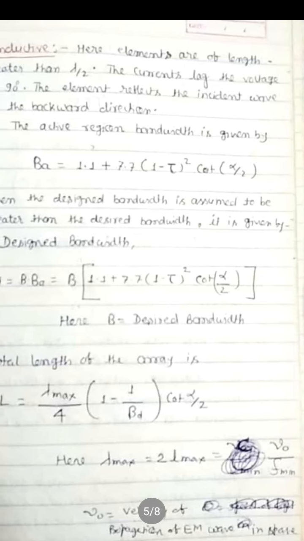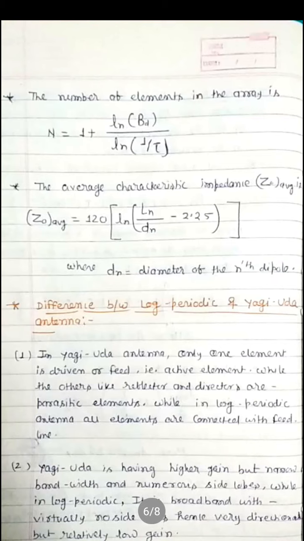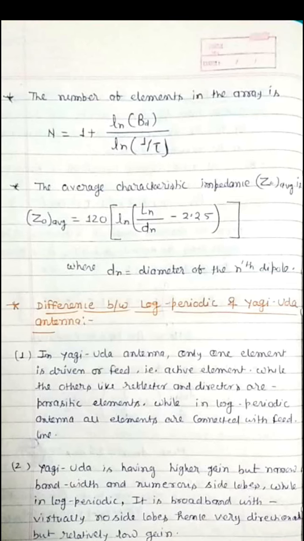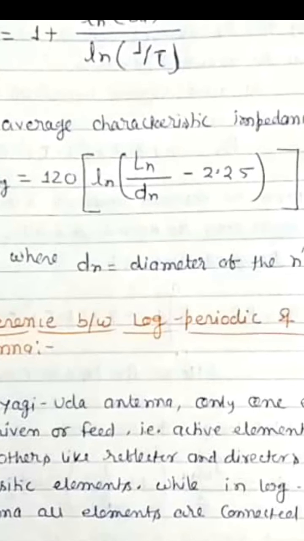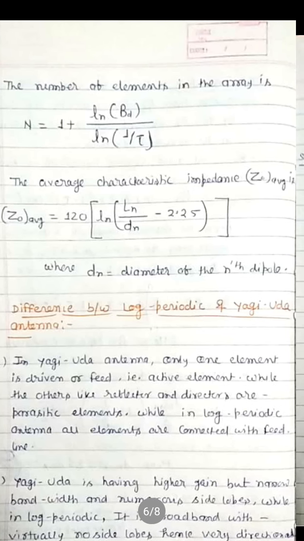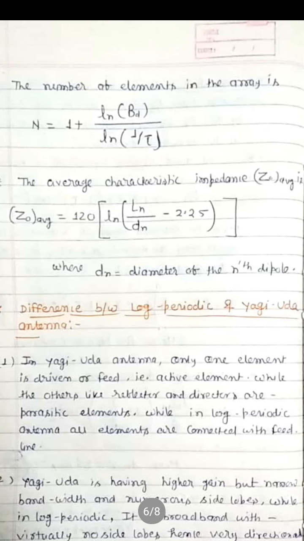Now the number of elements in the array is given by capital N equal to 1 plus log BD by log 1 by tau. The average characteristic impedance Z naught average is given by 120 bracket log bracket ln by dn minus 2.25. Here dn is the diameter of the nth dipole.